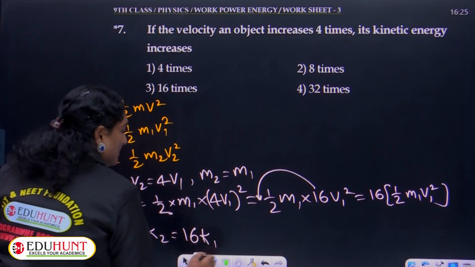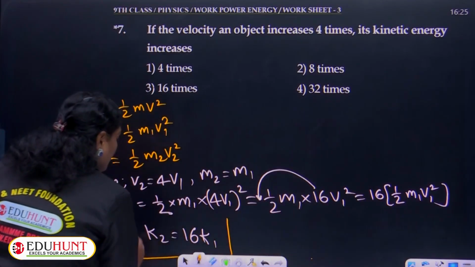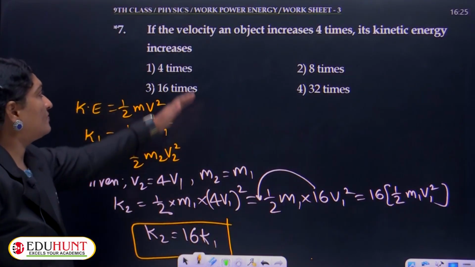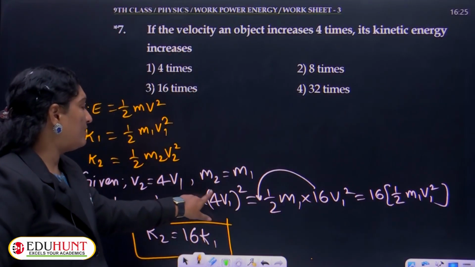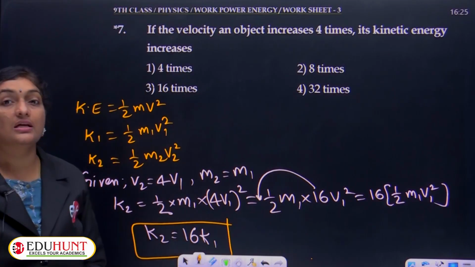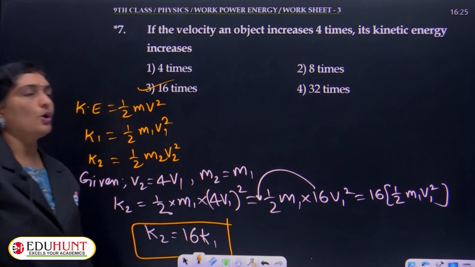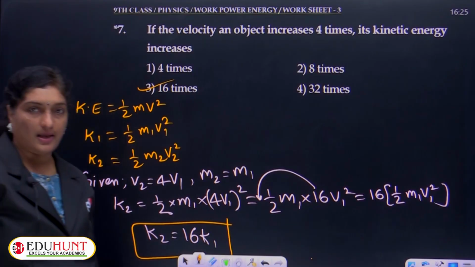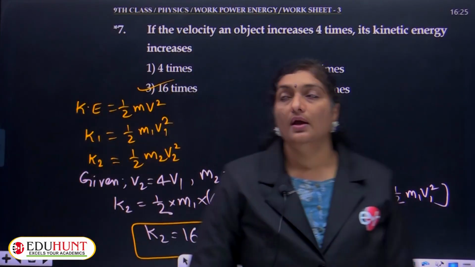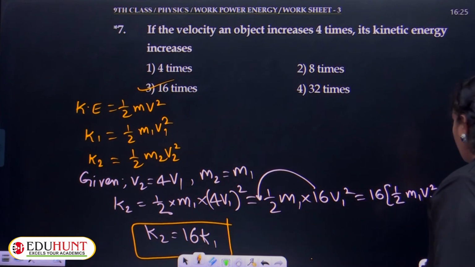Therefore, whenever the velocity of the object increases by 4 times, we observe that kinetic energy increases by 16 times. Hence, the correct option is option 3, that is 16 times. So now, let us move on to the next question, children.